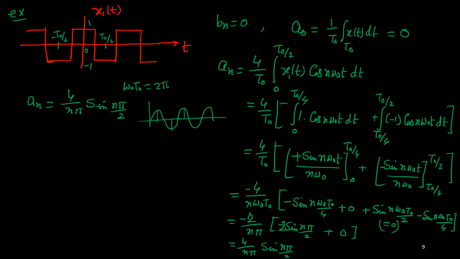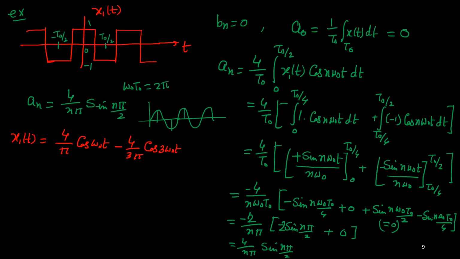So it will contain only odd harmonics, but the sign will alternate. It means that if I consider the signal x1(t), the first component, n equal to 1, its value is 4 upon pi. That coefficient goes with cos omega naught t. The next one, n equal to 2, is 0, it is absent. And the third component, n equal to 3, is minus 1, so minus 4 upon 3 pi, again with cos 3 omega naught t.